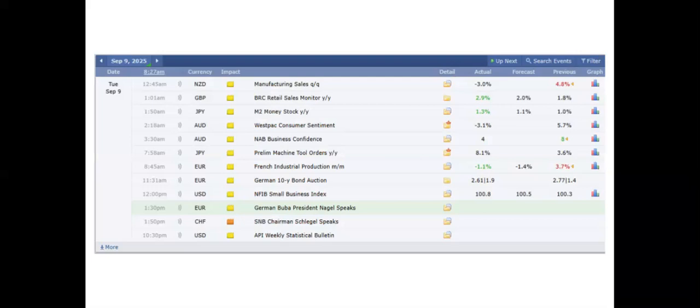So before I go dissecting the charts, I look at Forex Factory just to see if there's any high impact news taking place. And I don't take any trades leading up to the high impact news. I wait for price to settle down, the volatility to settle down, and then look to enter trades.